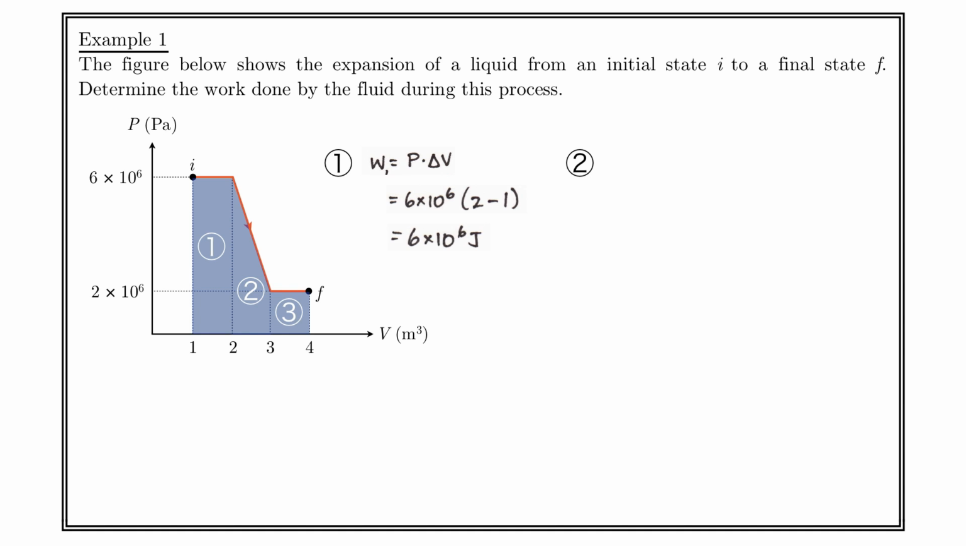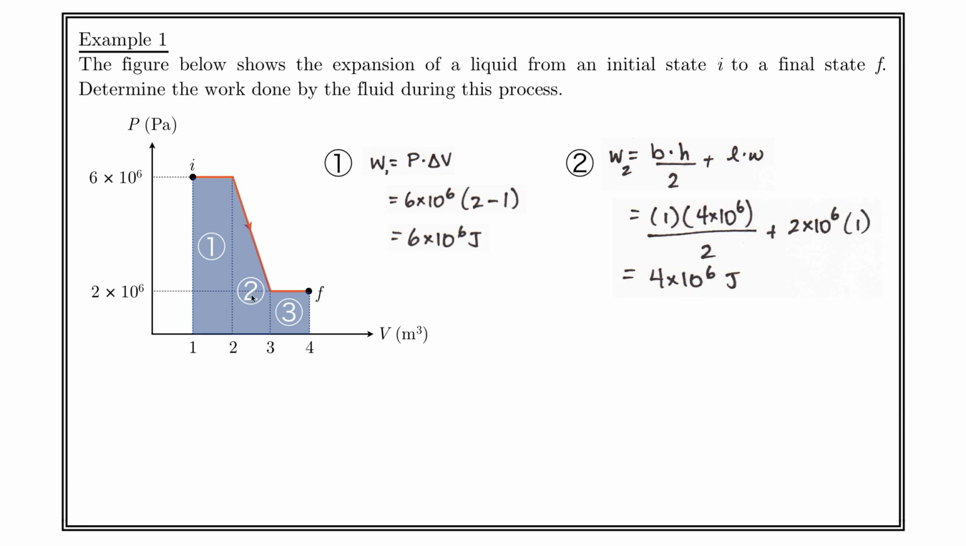In section number 2, this is a little bit different. There's this little triangular area, and then there's this little square or rectangular area down here. And so we would say that the work that's done in this second section is, of course, the base times the height divided by 2 for this triangle, plus the length times the width of this rectangle. We can sub in these numbers. The base of this triangle, you'll see right here, is the change in volume, which is going from 2 to 3.